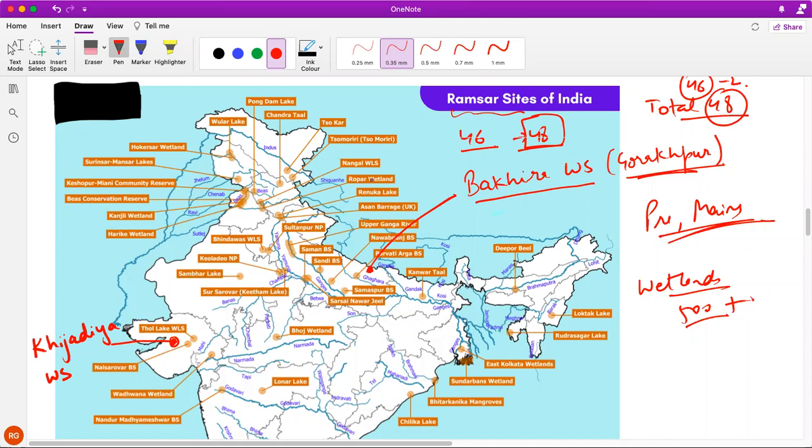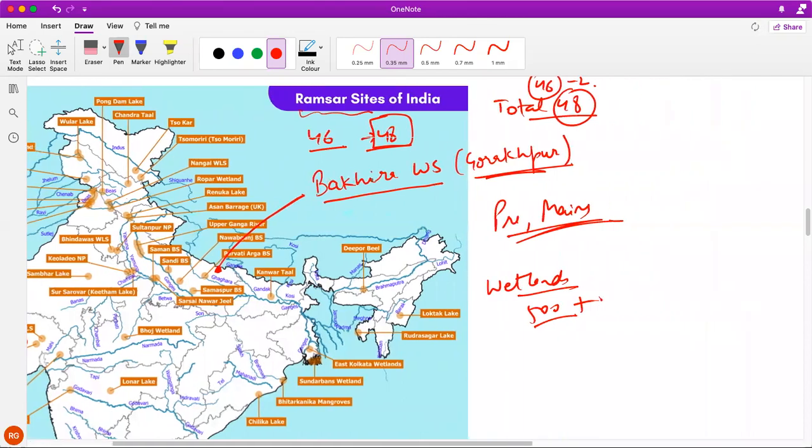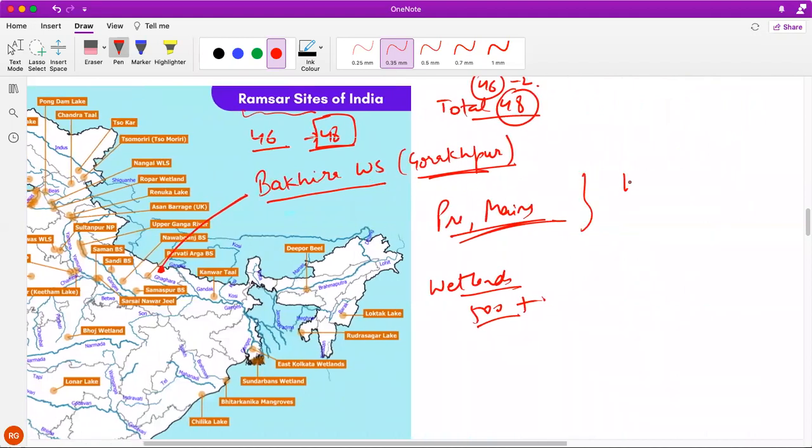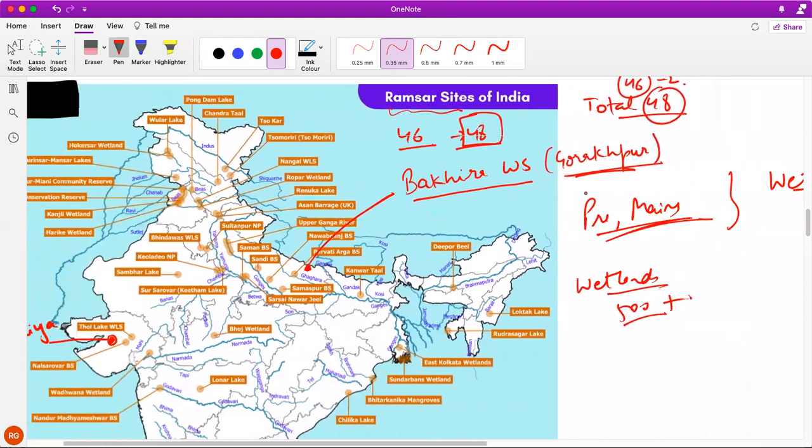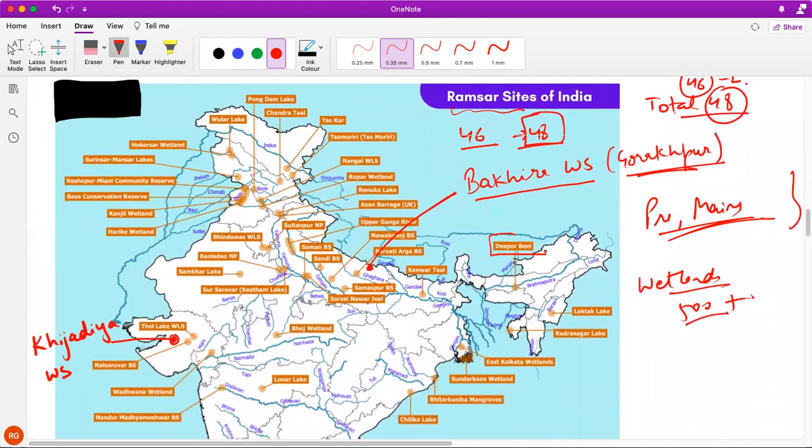And one more thing for prelims: you don't have to go into depth on these wetlands. In the books you'll find many facts on each. Suppose we take the example of Deepor Beel; you'll find 10, 15 facts. You don't have to remember all these things.